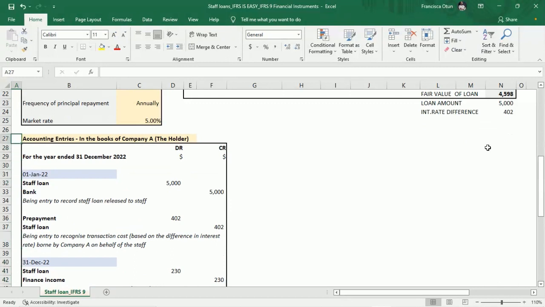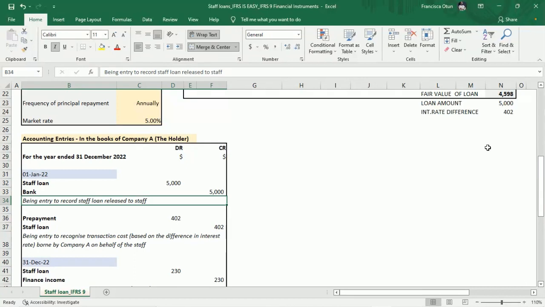Okay, so what are the accounting entries? As at the origination of the loan, normally you expect that when the company gives out the loan of $5,000, the company would have paid through bank most likely, and would have credited bank and then debited staff loan, because in the books of the company it is sitting as an asset. Why? Because the company is expecting that the staff will pay over a certain agreed period of time. So here it says being entry to record staff loan relates to staff.